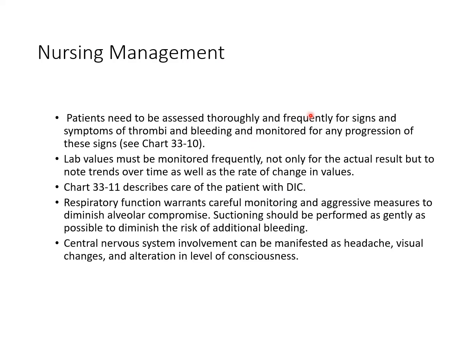So assess thoroughly and frequently for signs and symptoms of thrombi and bleeding, and monitor for any progression of these signs. You're looking at your lab values. You're looking to see whether or not they're being monitored and supported with respiratory functioning. So for sure they're going to be on a ventilator as quickly as possible. You're looking for any central nervous system involvement as quickly as possible, and you're assessing the level of consciousness.